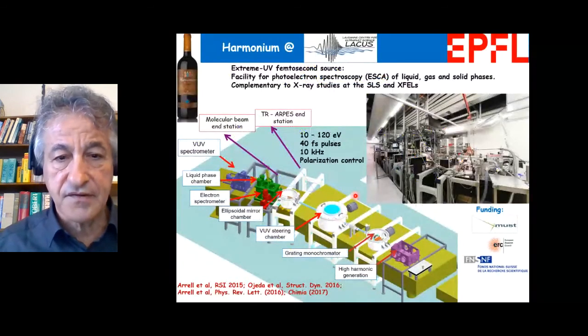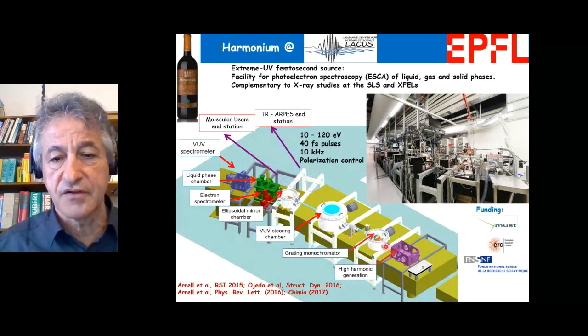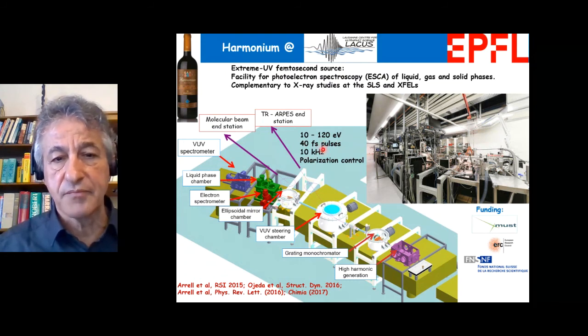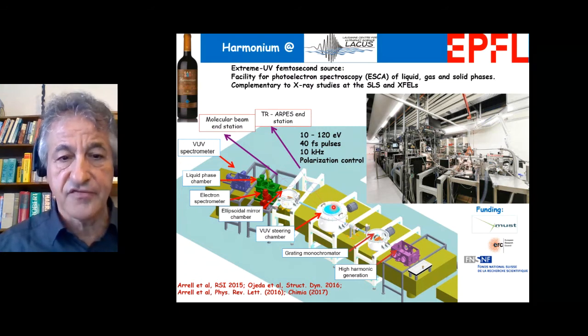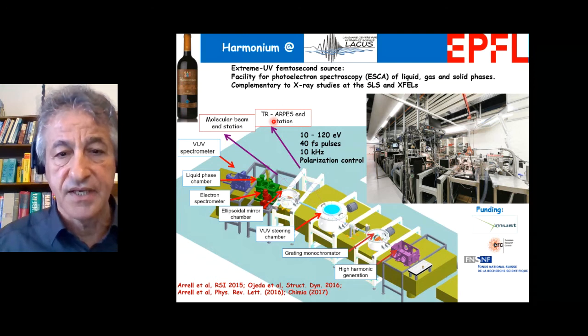So the first example I'll tell you was done with photoelectron spectroscopy. We built some years ago a setup using high harmonic generation, producing pulses in the 10 to 100 eV region with typical few tens of femtosecond pulse widths, to carry out photoemission and photoelectron studies. So we have a beamline for liquid phase photoelectron spectroscopy. This is the one I will tell you about. And we have a beamline for time-resolved, angle-resolved photoemission spectroscopy of solids.